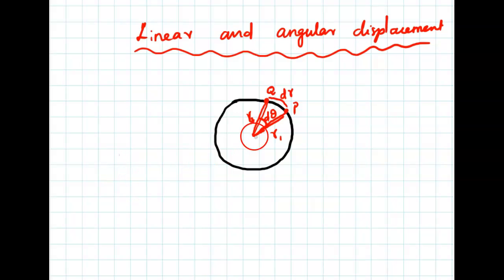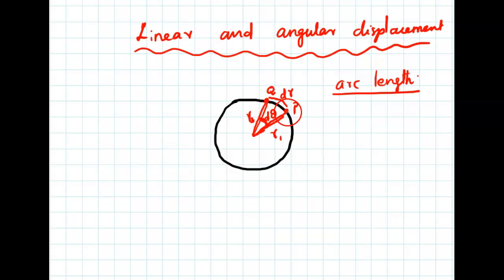In mathematics, the distance from the point P to Q is known as arc length. If this sweeping angle is very small, this arc length can be assumed as a straight line. If it is really a very small length, it becomes a straight line.